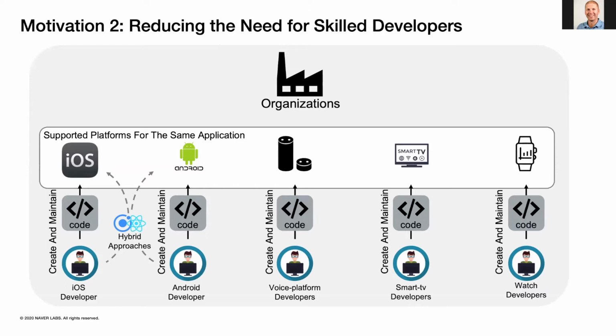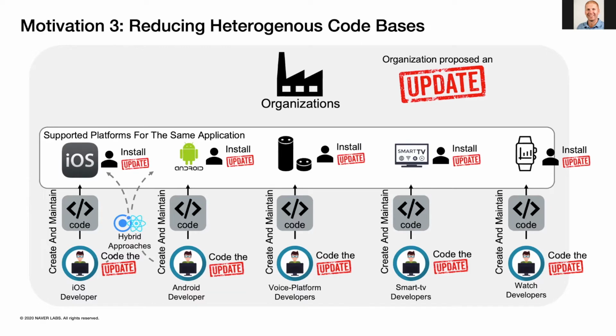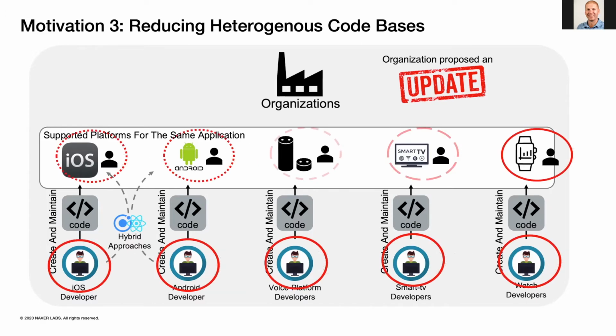Sometimes they may take some hybrid approaches, such as the one illustrated on the left side of the screen, where platforms such as Ionic are used to target multiple mobile platforms with the same code. However, in general, different developers will target different platforms. When updates appear, they need to be coded by the individual developers for the specific platform, and then they need to be pushed to these platforms and installed. Installation may involve different levels of user interaction, ranging from quite involved with some of the mobile devices to transparent with something like smart TVs.